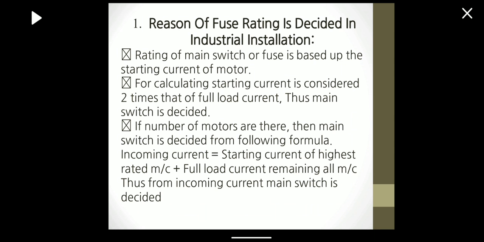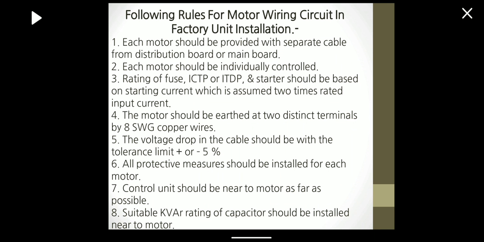If a number of motors are there, then the main switch is decided from the following formula. Incoming current is equal to the starting current of the highest rated machine plus the full load current of all the remaining machines. Thus, for the incoming current, the main switch is decided.